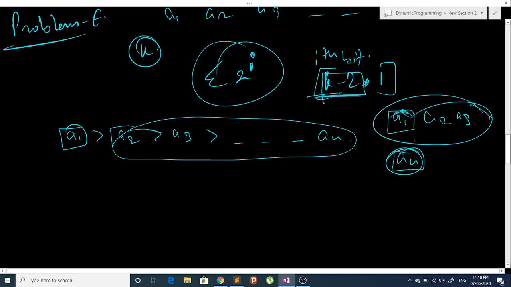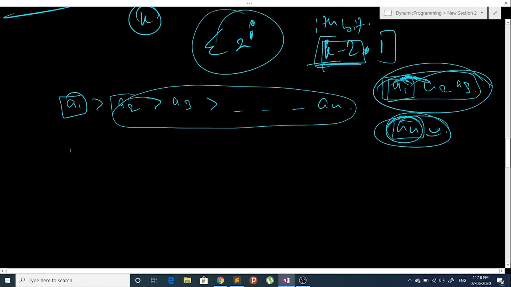Okay, and let's say there is some bit that is set in a4 but not in a1, a2 and a3, so my final answer would not take that bit. So my final solution would be to check all the triplets and take the maximum of my answer.